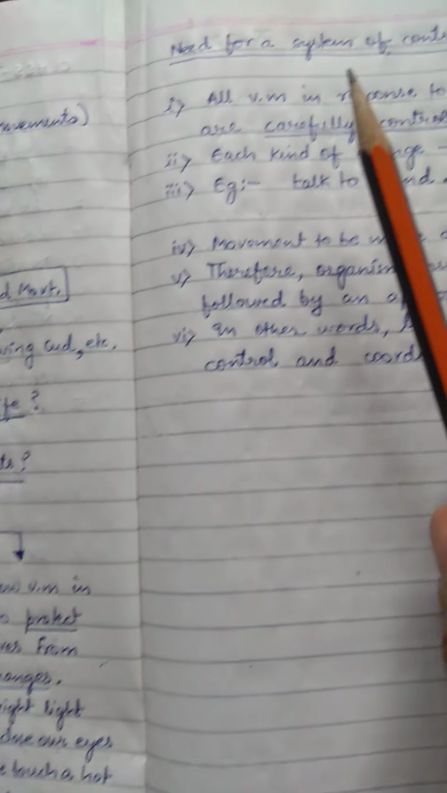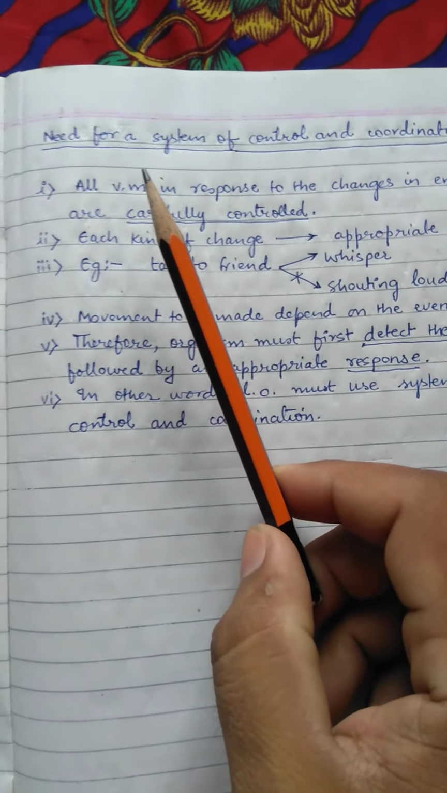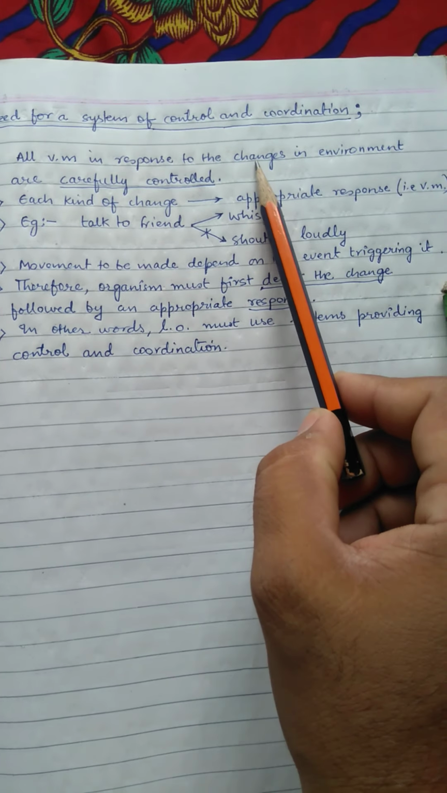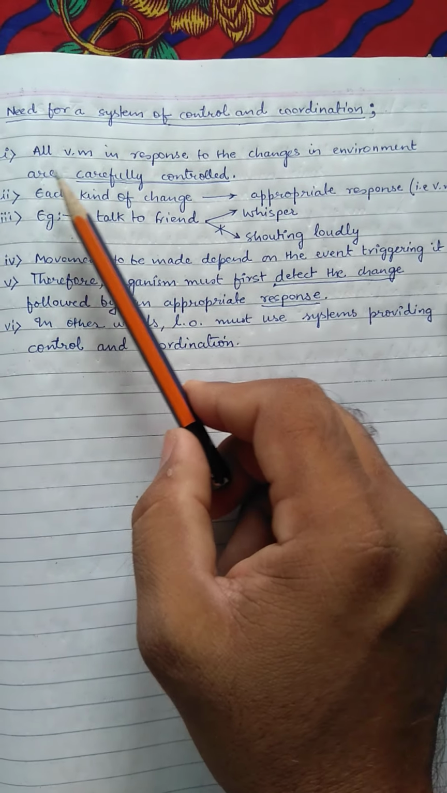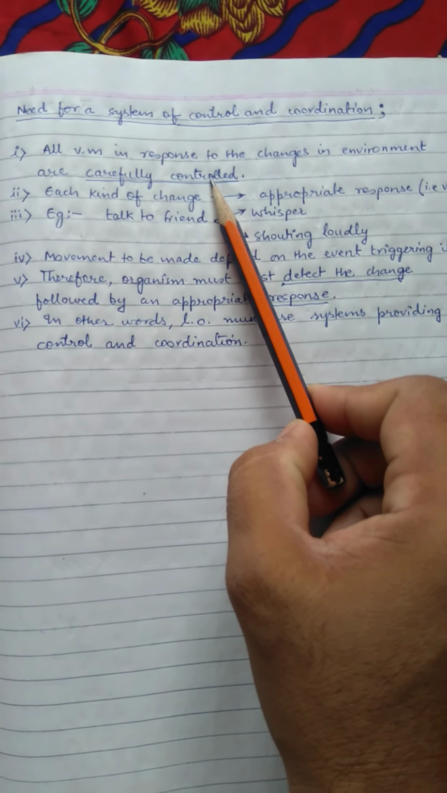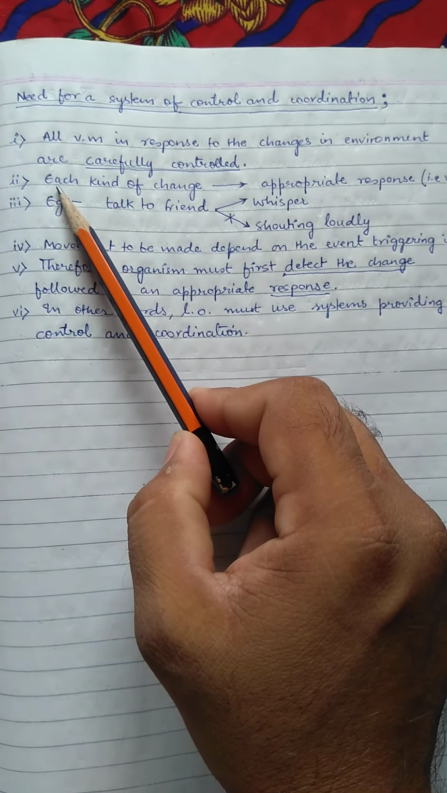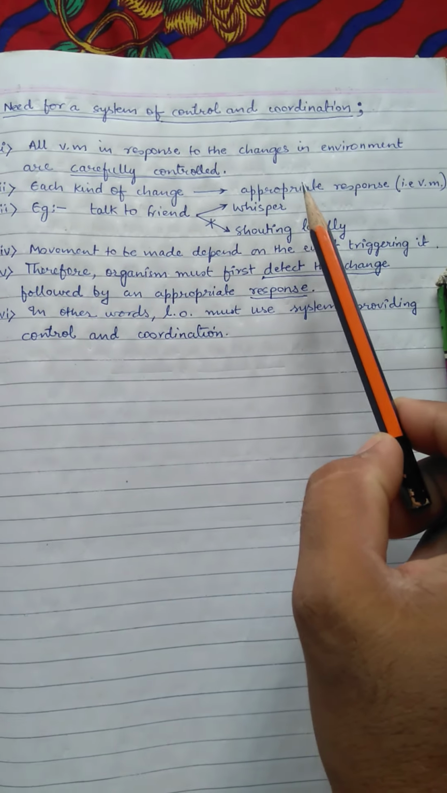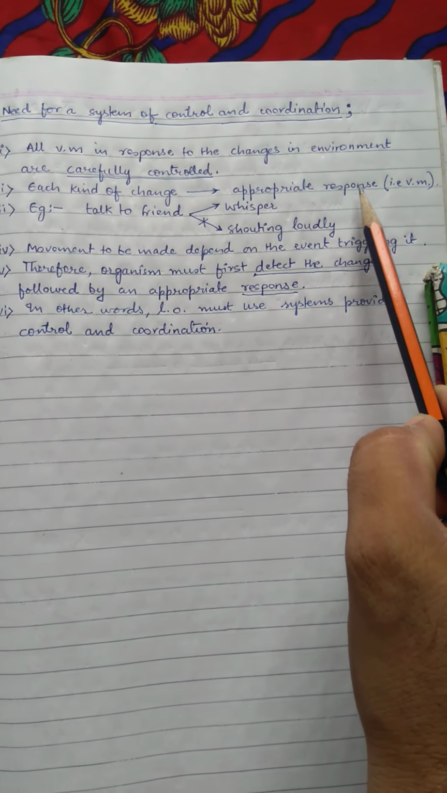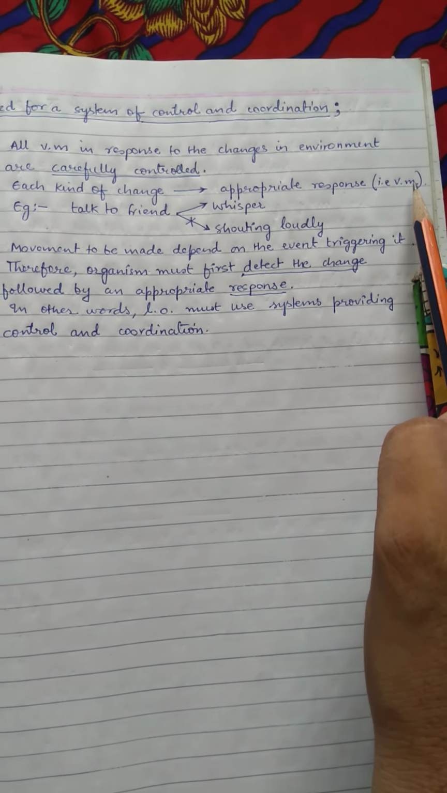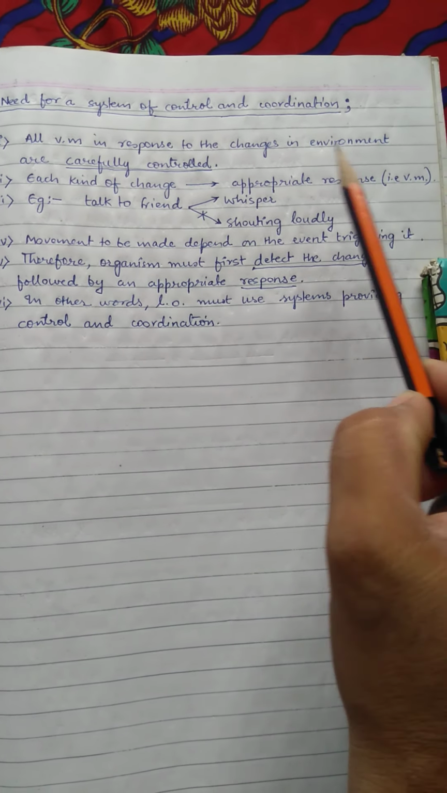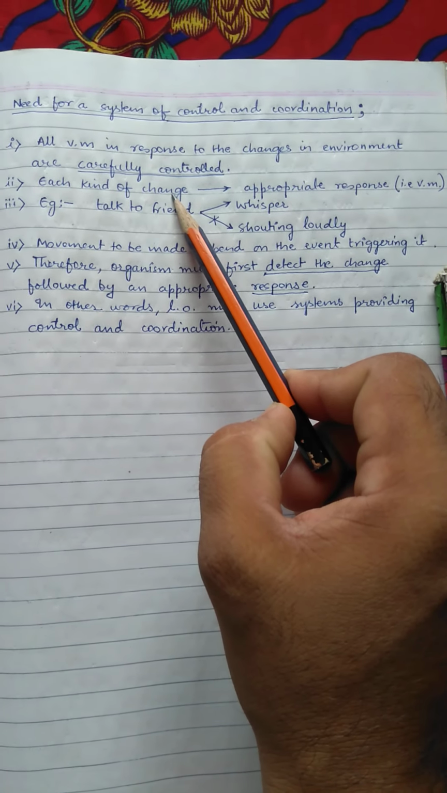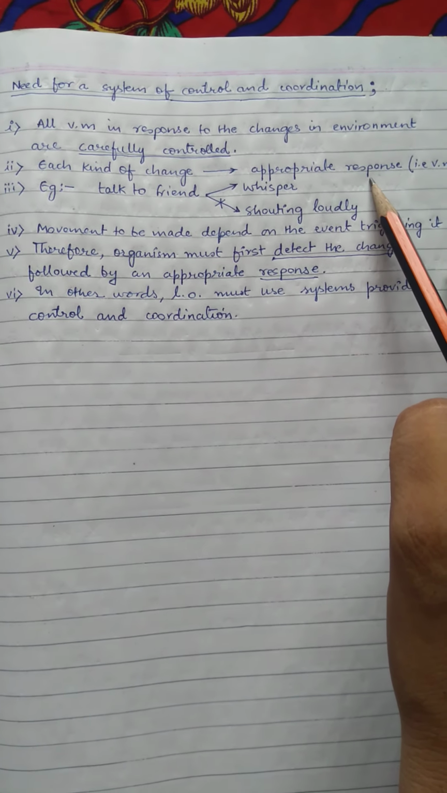And this is what we are starting as the explanation for the next topic, that all visible movements in response to the changes in the environment are carefully controlled by the living organisms. In other words, each kind of change will produce an appropriate response, and the response will be visible in the form of movement, that is visible movement. So this line is very important. Each kind of change will produce an appropriate response.